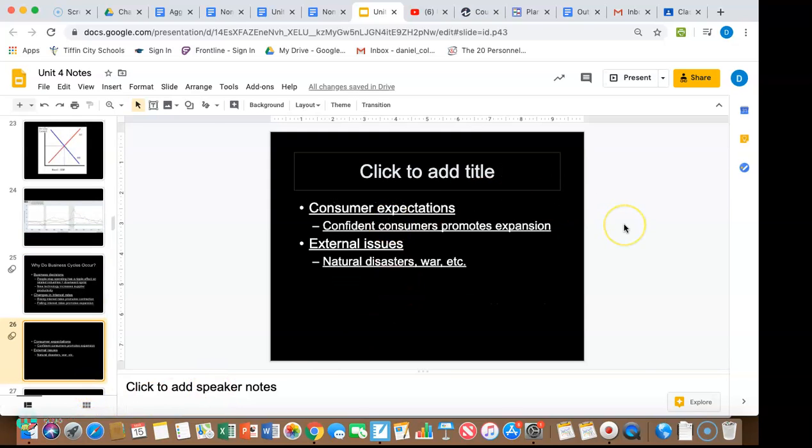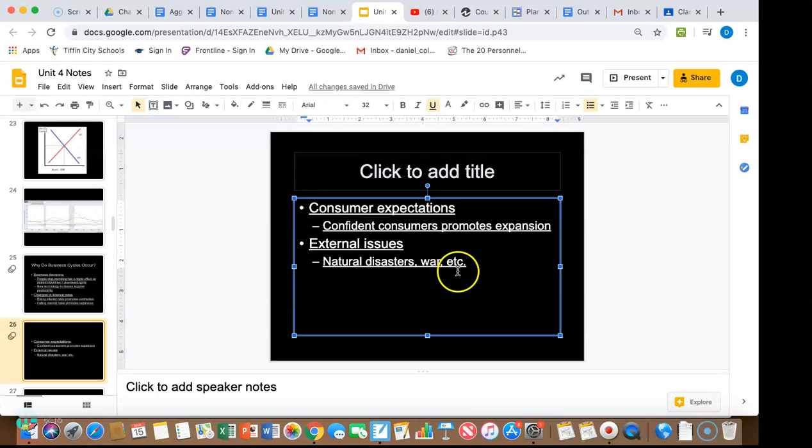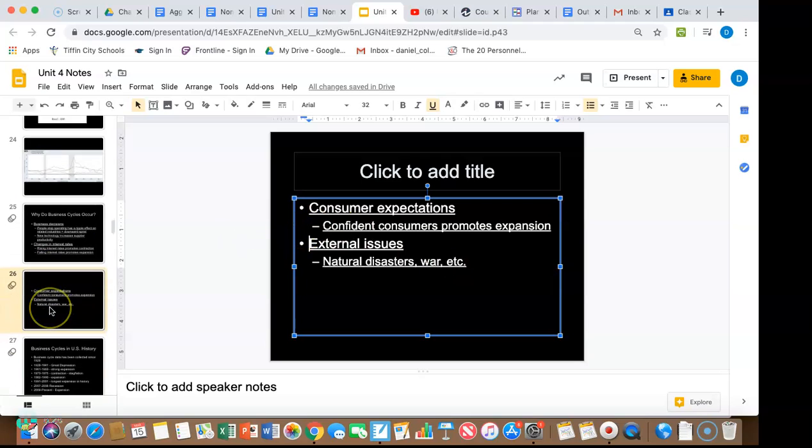Like we said, expectations, right? Us as confident consumers can promote expansion, right? If us as consumers are confident, we'll spend. And then I think we all know, especially living in today, this past couple of weeks, external issues such as natural disasters, war, viruses can obviously bring about a recession. Even if the economy is perfectly healthy, things that are out of your control can cause a contraction.